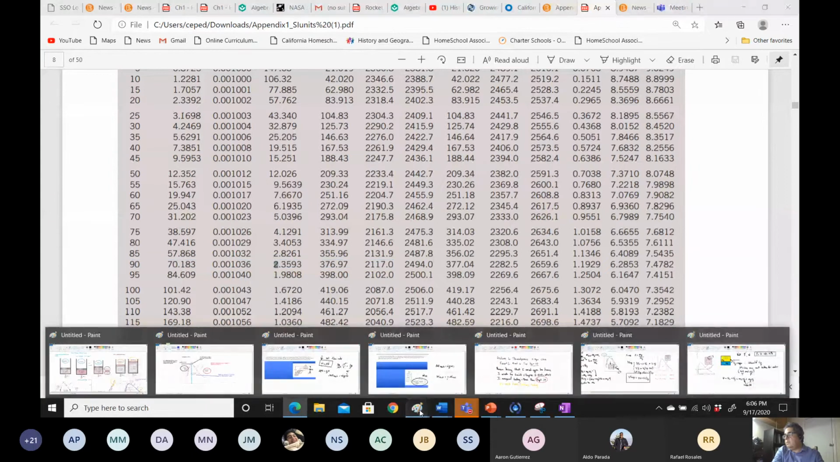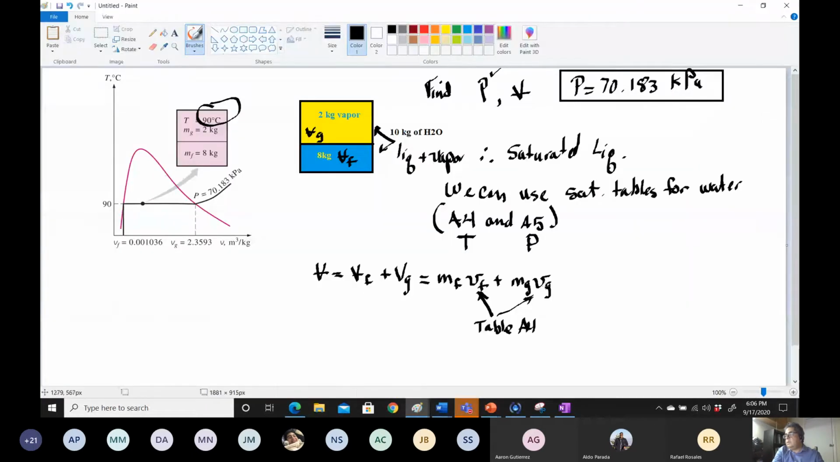All right. So again, let's just write right here. vf is equal to 0.001036. And this little v is basically specific volume. It's meters cubed per kilogram. And little vg is equal to 2.3593, meters cubed per kilogram.